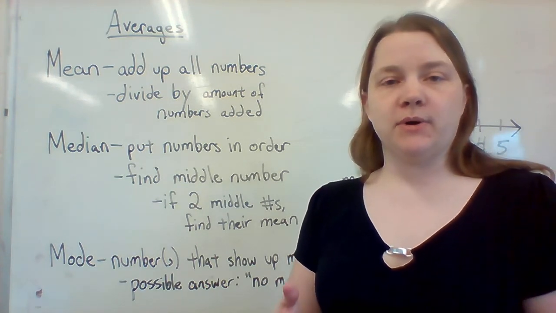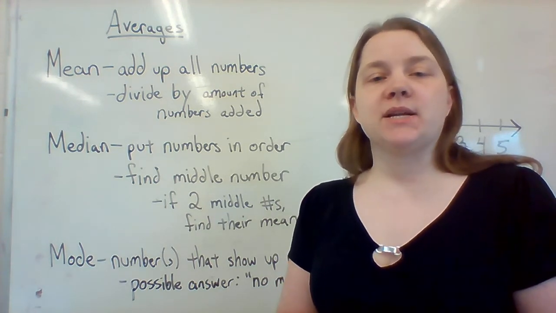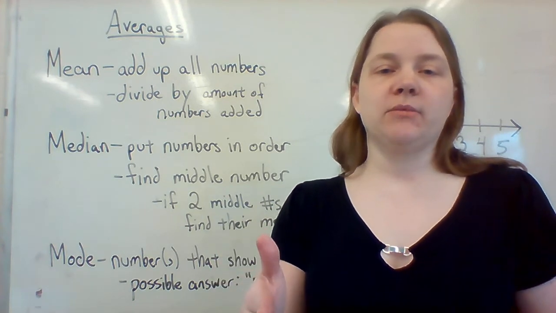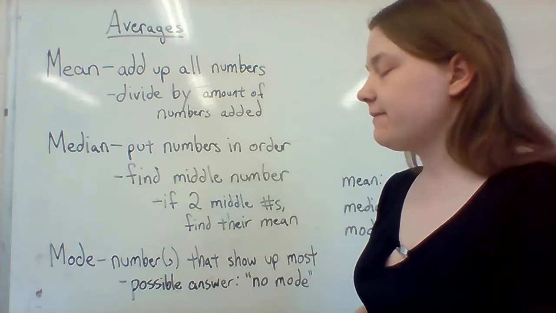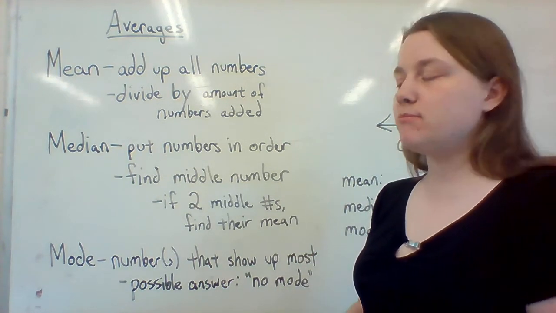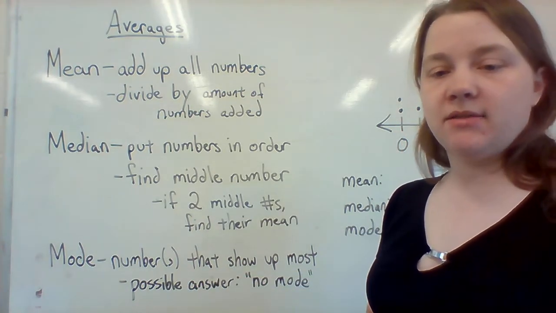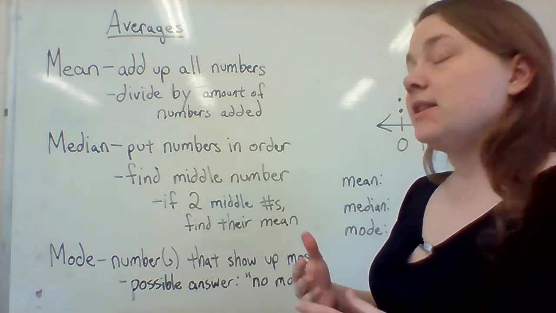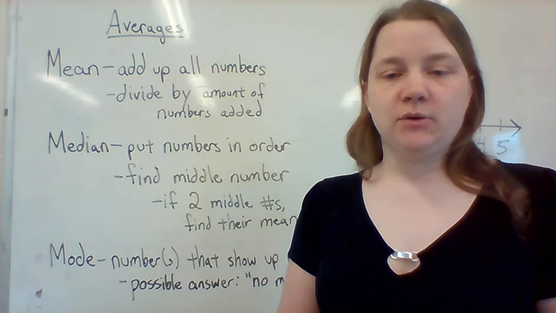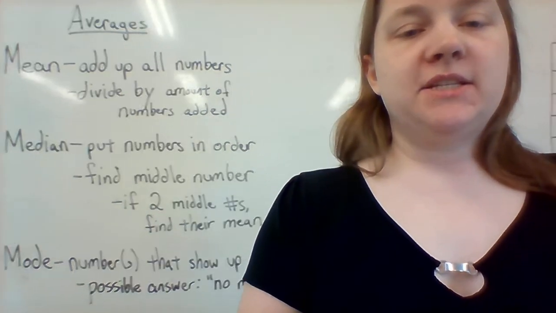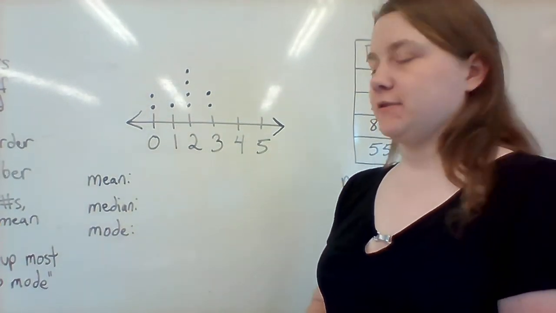Just like when you go on the freeway and there's that median, sometimes it's grass, sometimes it's cement, that separates the lanes going one way from the lanes going the other way. The median is the number in the middle. The final average that we're going to talk about is the mode. The mode is the number or numbers that show up the most. It is possible that there is not going to be a mode, so that's something that you need to stay aware of. So let's talk about what these mean over here on our first example.